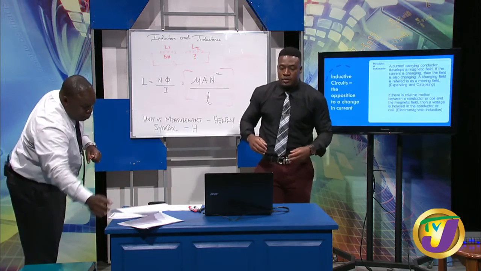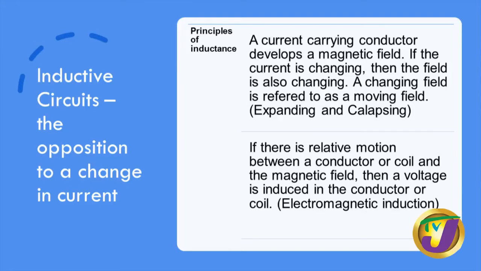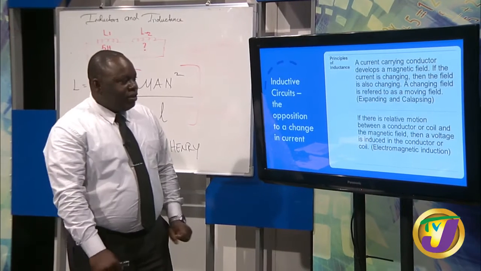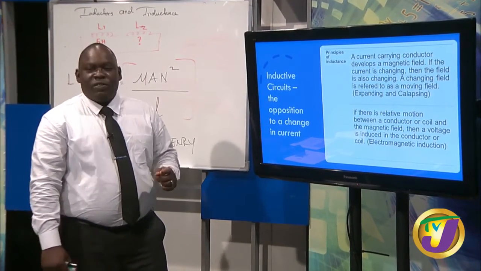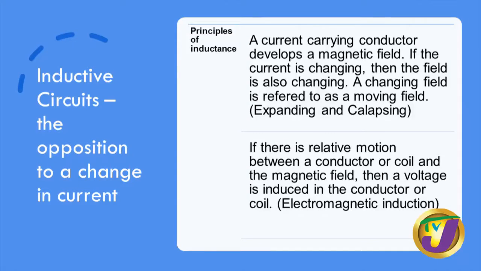All right. Now we're going to be looking at inductive circuits, the opposition to the change in current. So now we're going to be taking over from Mr. Green right here. In talking about inductive circuits, as we mentioned earlier, inductive circuits refers to the opposition to a change in current. Now, there are certain principles for us to understand.